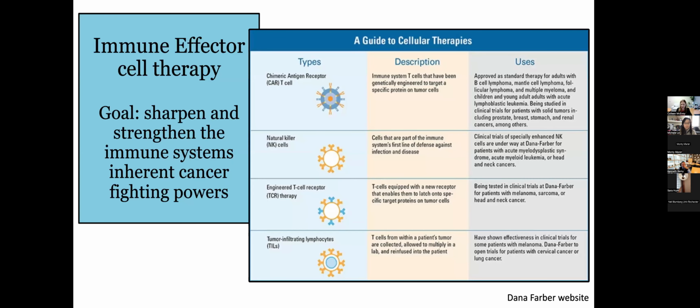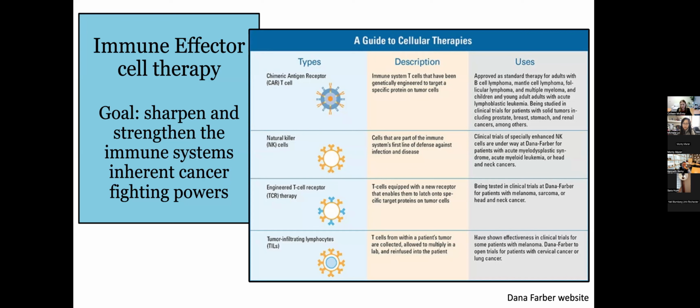So since that came about, we think about all the different types of cellular therapies. And again, the goal is to really use our own immune system to sharpen and strengthen it to then fight the cancer. So you have the chimeric antigen receptor CAR T, and then you have natural killer cells. Those are cells that are part of the immune system's first line defense, usually against infection and disease. And these trials are underway.